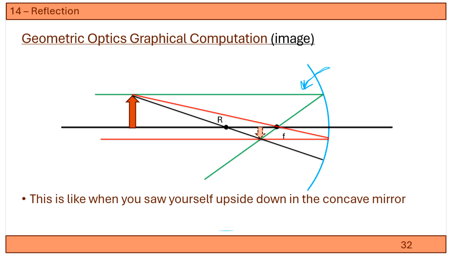And in this case, there's 3 lines that will help construct the image. The first, the green one, is a line that's parallel to the optical axis. That's this line. That one will end up always going through the focal point. The line that goes through the focal point will end up parallel. And the last is the line that goes through the radius of the mirror. That one will bounce right back because this is like 90 degrees perpendicular to the mirror. And all 3 of those lines will converge at one point, which is where the image is created.